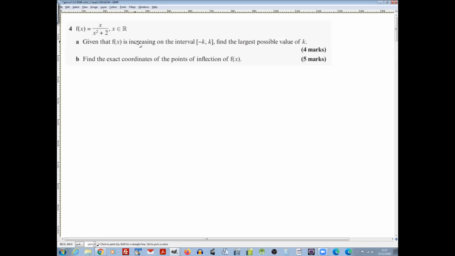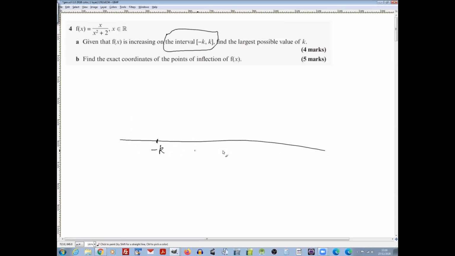It's important to see why they're saying these things. And on the interval minus k to k, where do we find this interval on the graph? What part of the graph is that referring to? Those will be points on the x-axis.